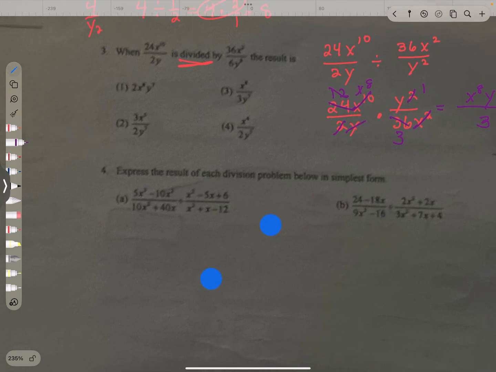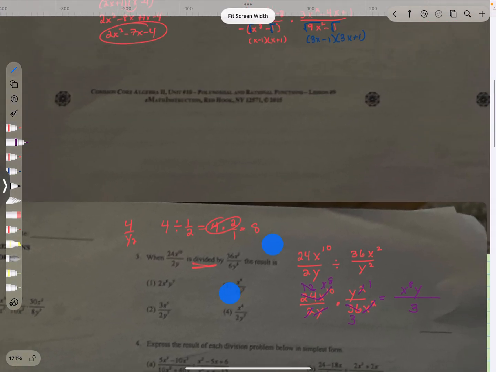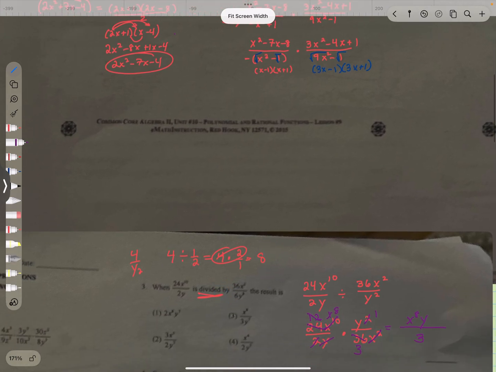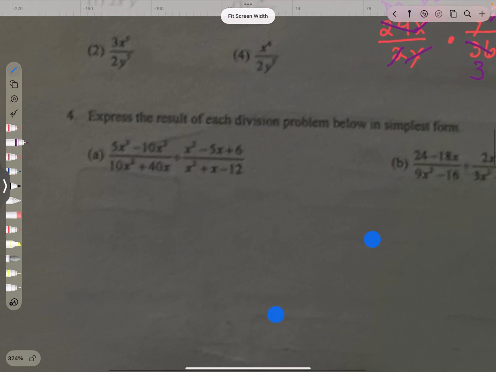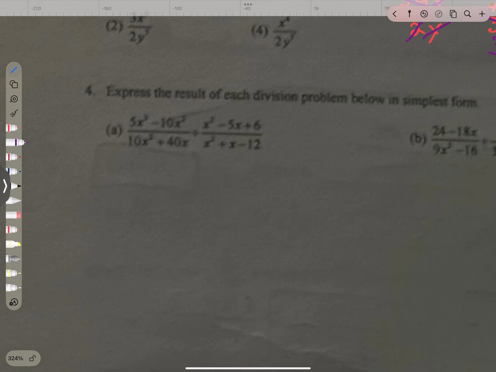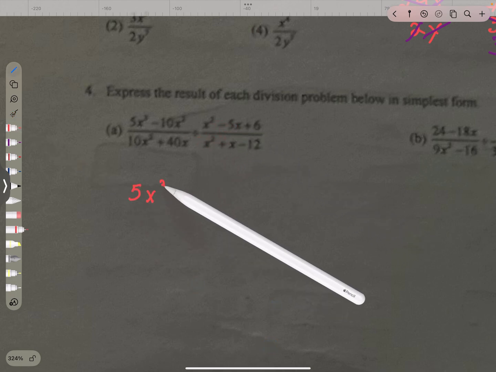So this is an extension of this one that I left you to work on. So I'll walk through another one of these so you can see it. It's a polynomial over a polynomial, so it's a fraction divided by another fraction. So we're just going to change it to multiplication and do the reciprocal again. And then I'll walk you through some factoring once more.